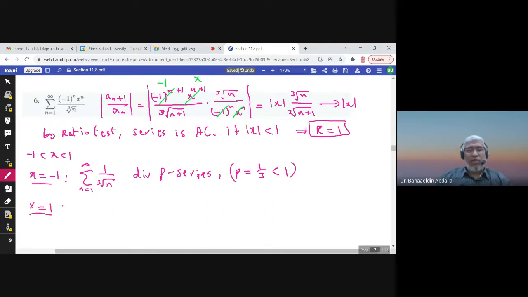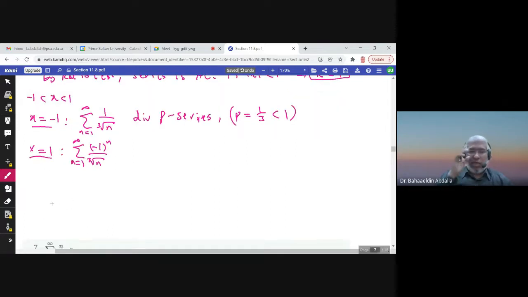While if x is 1, I'll have 1 to the power n, which is 1, so I still have negative 1 to the power n over cube root of n. And this is an alternating series, so I'm going to use the alternating series test. In fact, this series is convergent by alternating series test.